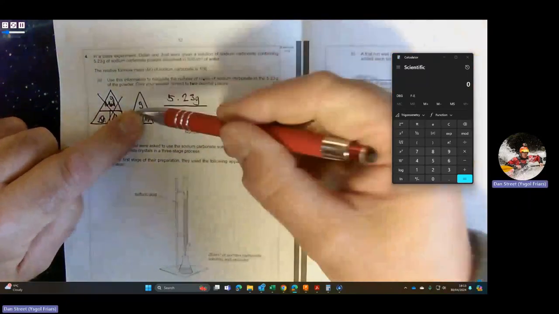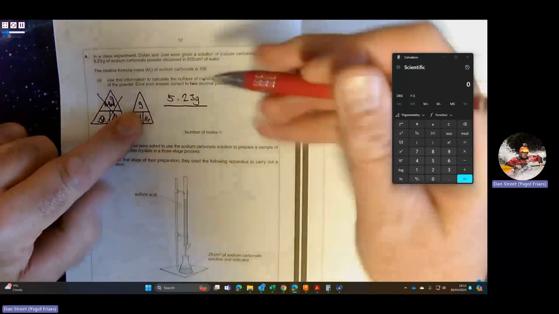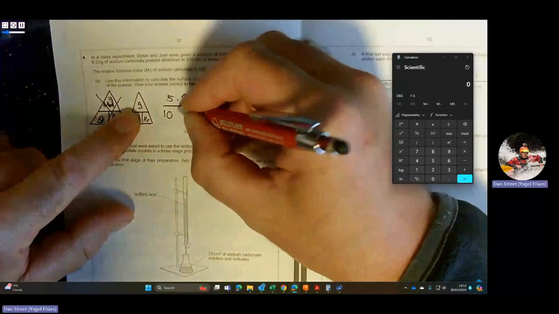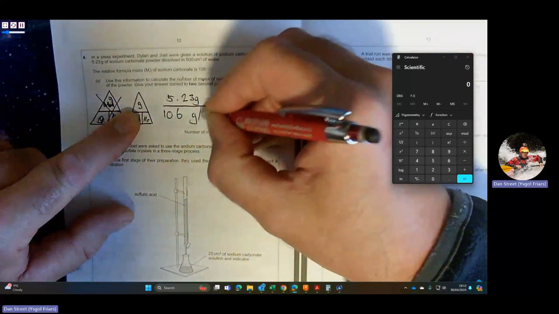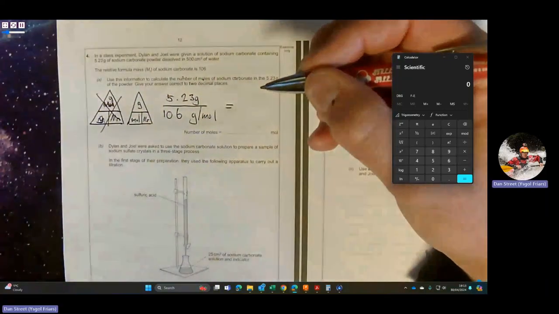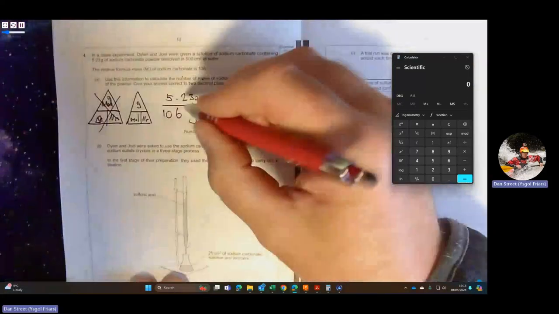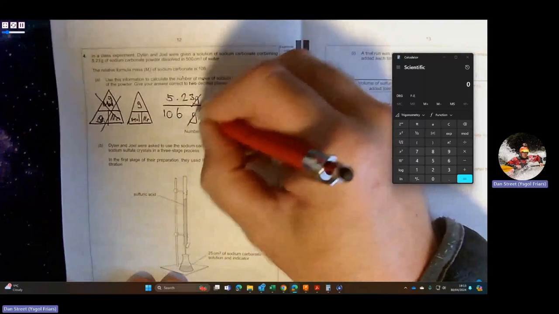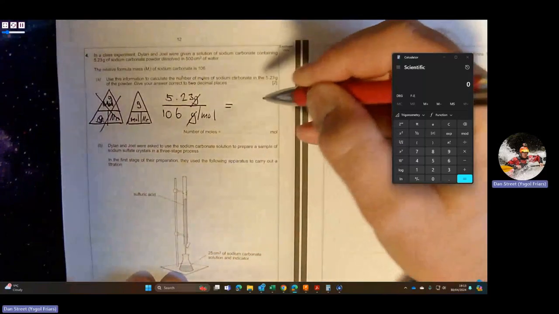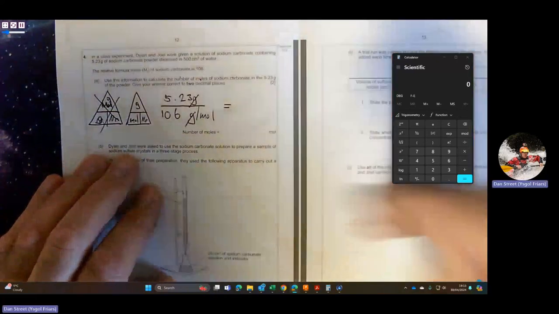To get the number of moles, we need to take the mass and divide it by the MR. We're given the mass in the question and we're given the MR in the question: 106 grams per mole. If you do that calculation, the grams cancel and the moles come to the top. That gives us a numerical answer.